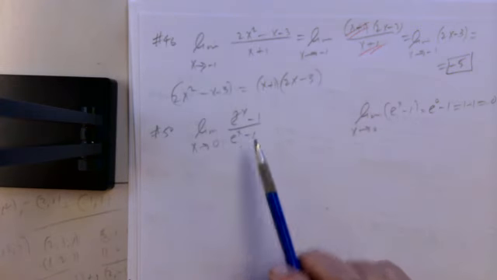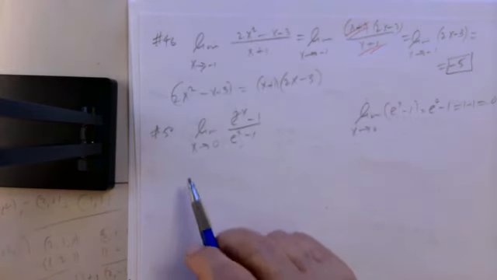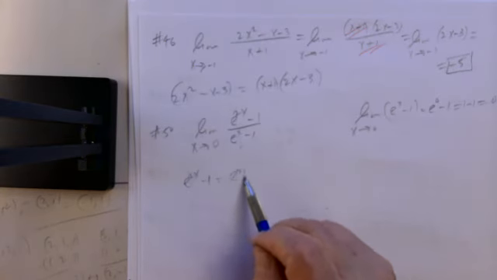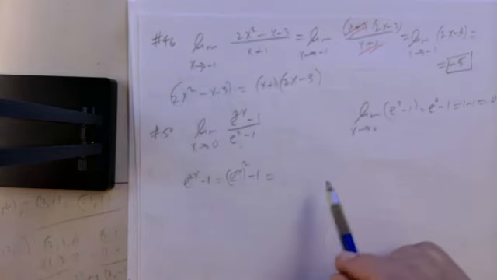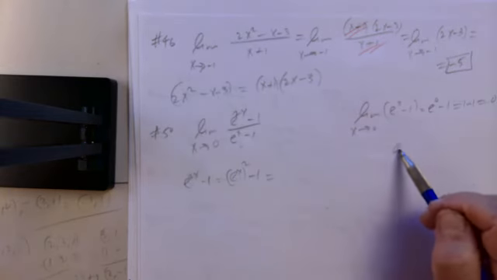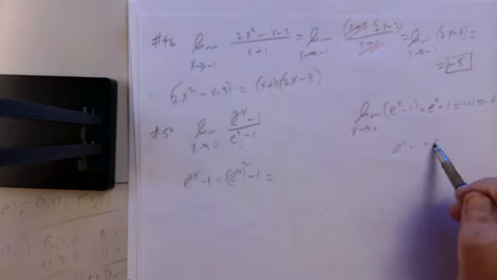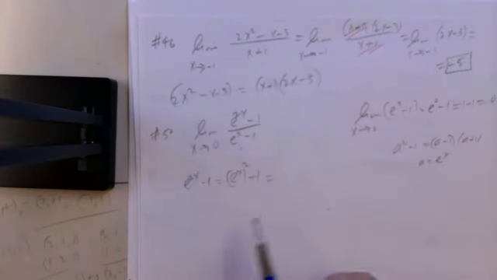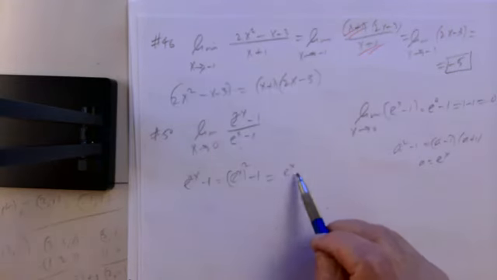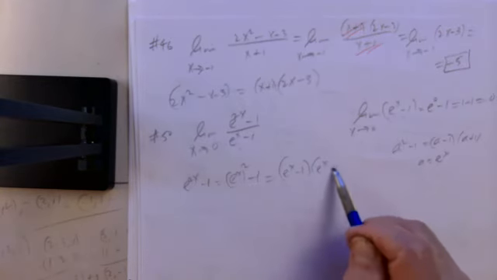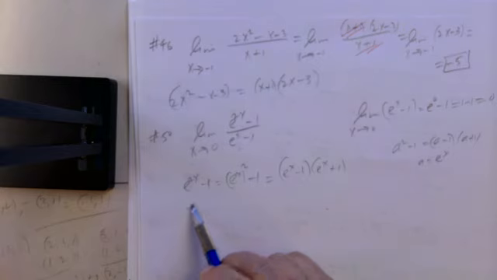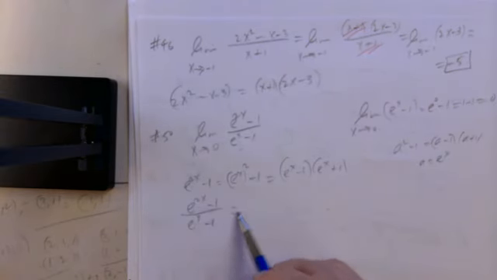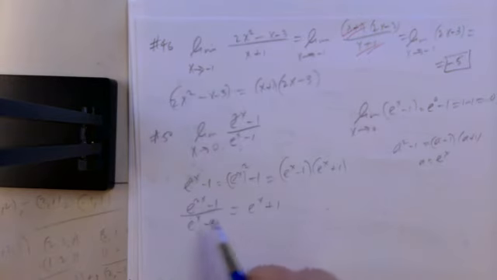So I have to hope I can factor this. And I can, because e to the 2x means e to the x squared, minus 1. So by our basic factorization formula, a squared minus 1 is a minus 1 times a plus 1. And I let a equal e to the x. So this is e to the x minus 1 times e to the x plus 1. So e to the 2x minus 1 over e to the x minus 1 is e to the x plus 1.